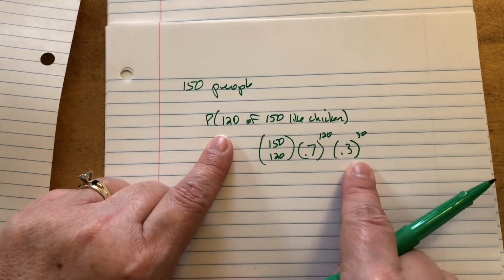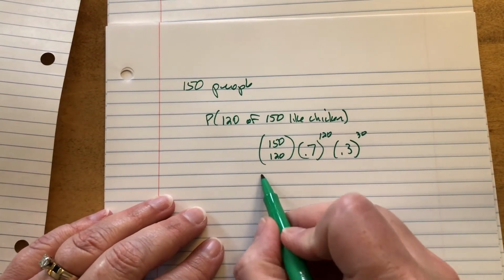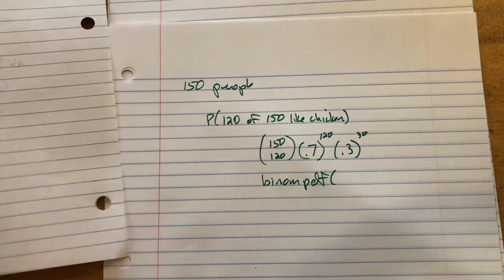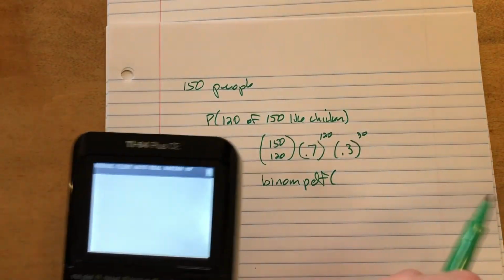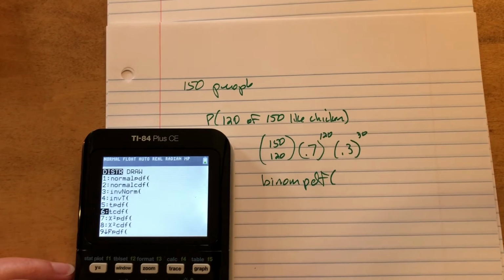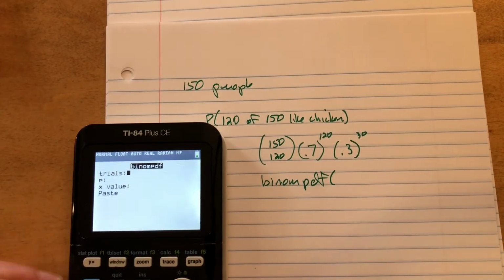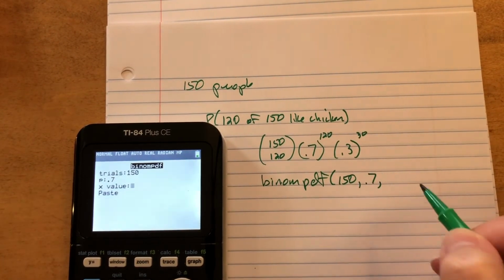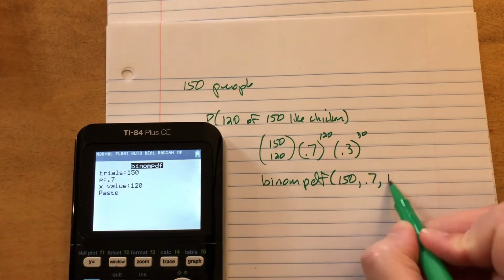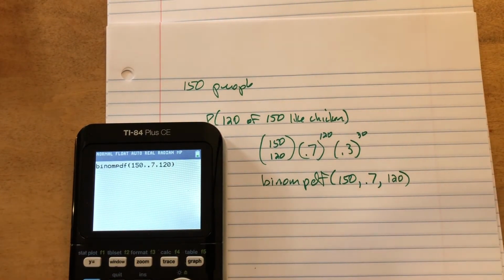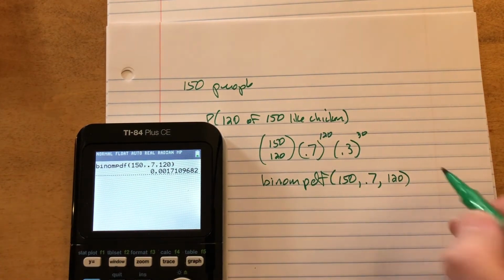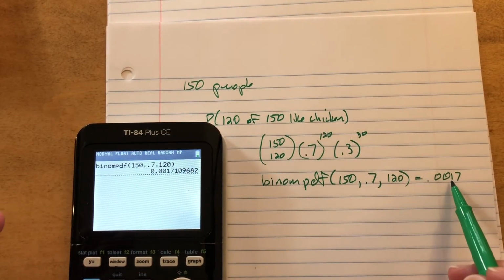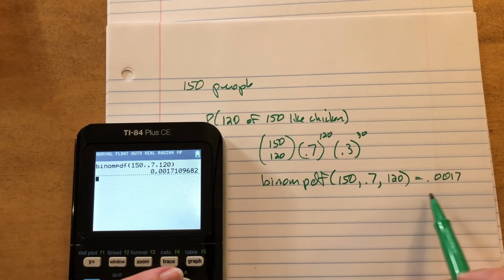So again, I'm not going to worry about calculating. I just want you to be aware of that equation, but I'm going to use my Binomial PDF. It's going to ask me for the number of trials, which is 150 total people. The probability of liking chicken is still the same, and the x value now is 120. So I want to know the probability that 120 people out of 150 like chicken if the probability of liking chicken is 0.7. Okay, so that's a 0.0017 probability, almost 0.2%. Probably not going to happen.